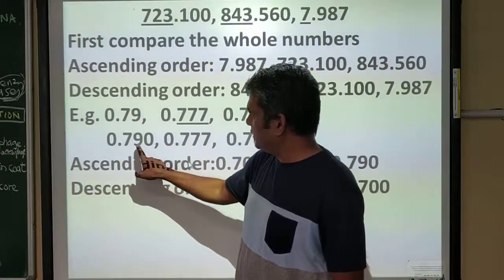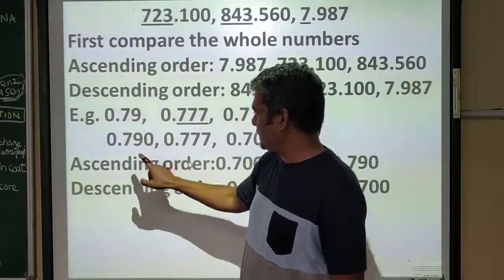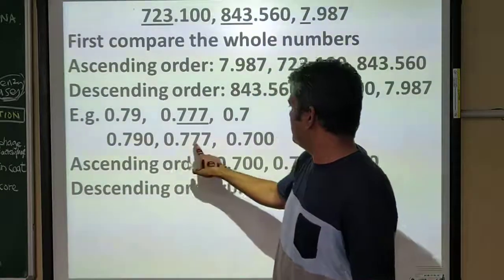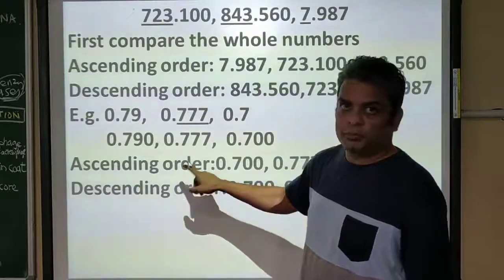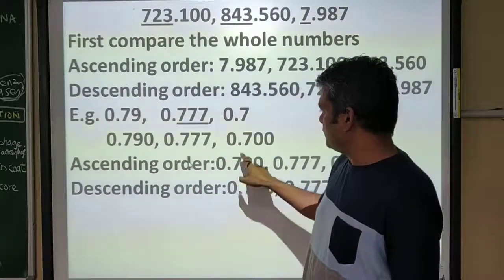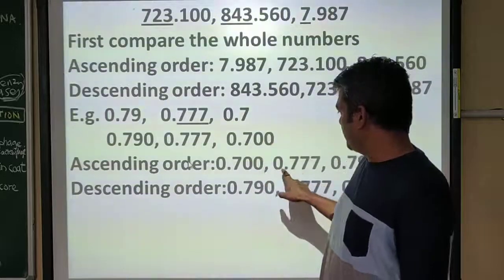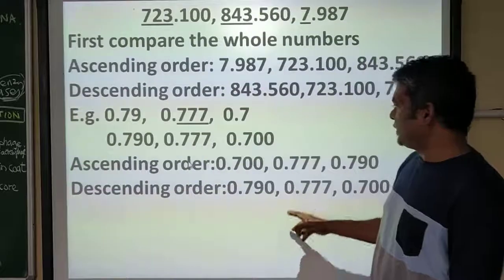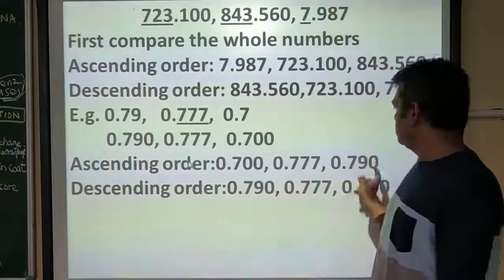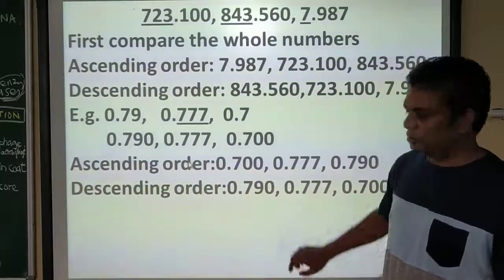That is the 100th place. Since it is 9, it is the biggest. Then you have 7, and then 0. Since it is ascending order, meaning small to big, this is the smallest, 0.700. Then comes 0.777 and then 0.790. And likewise for descending order is just the opposite, big to small.